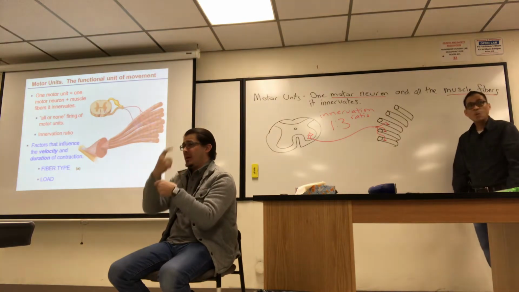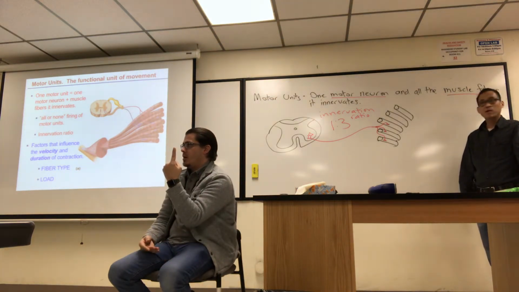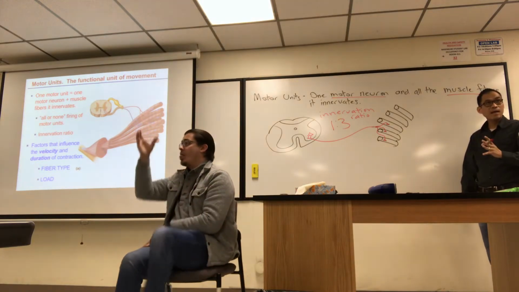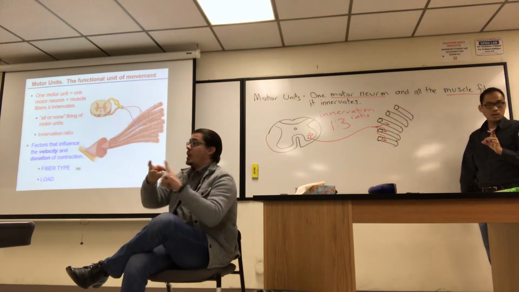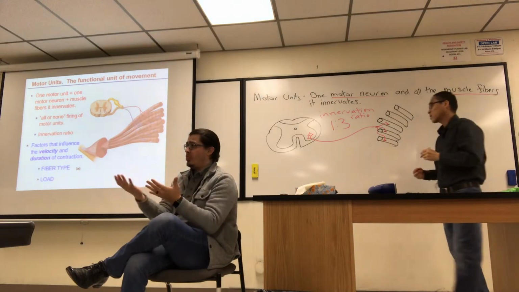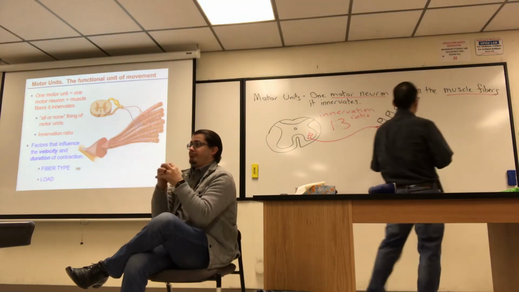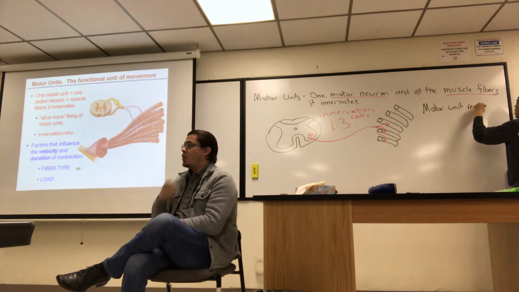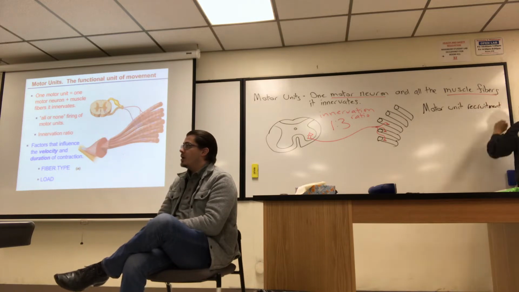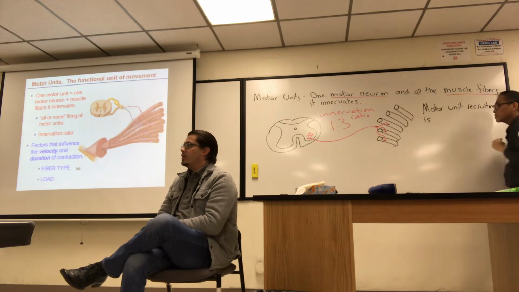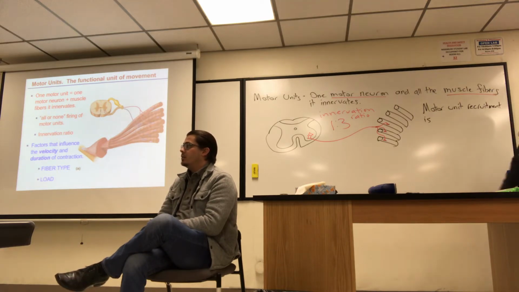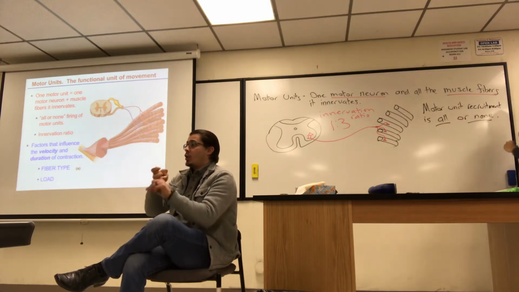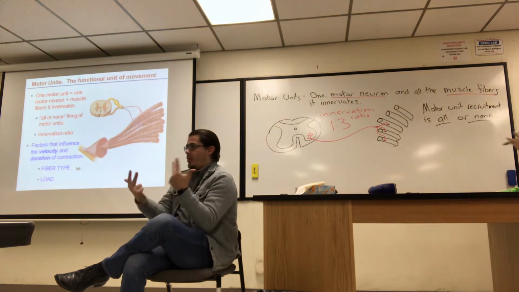That makes sense? What's the one? The motor neuron. What's the three? The muscle fibers. And so the concept to understand, when you recruit a motor unit, you get the whole thing. It's all or none. That's an important concept for today. Motor unit recruitment is all or none. You use it or you don't.